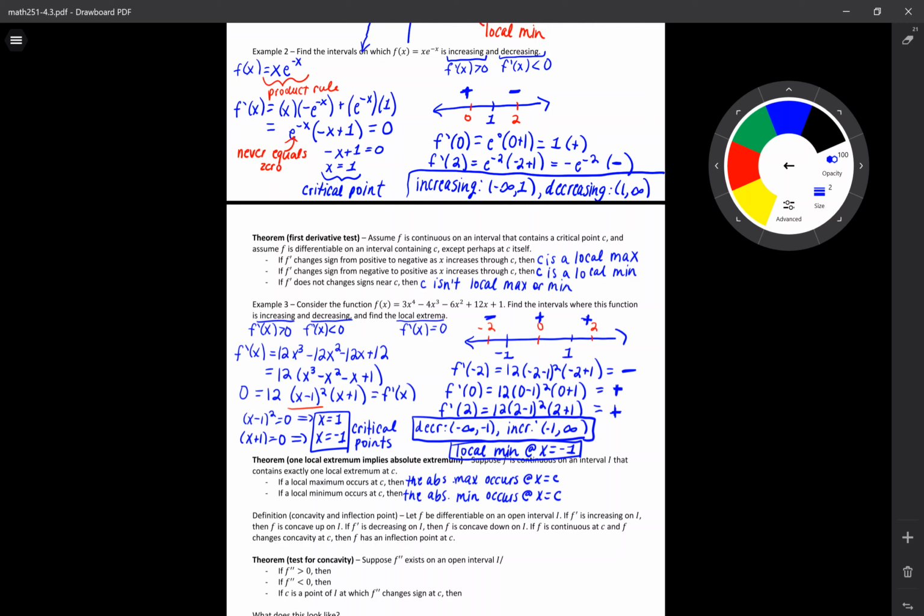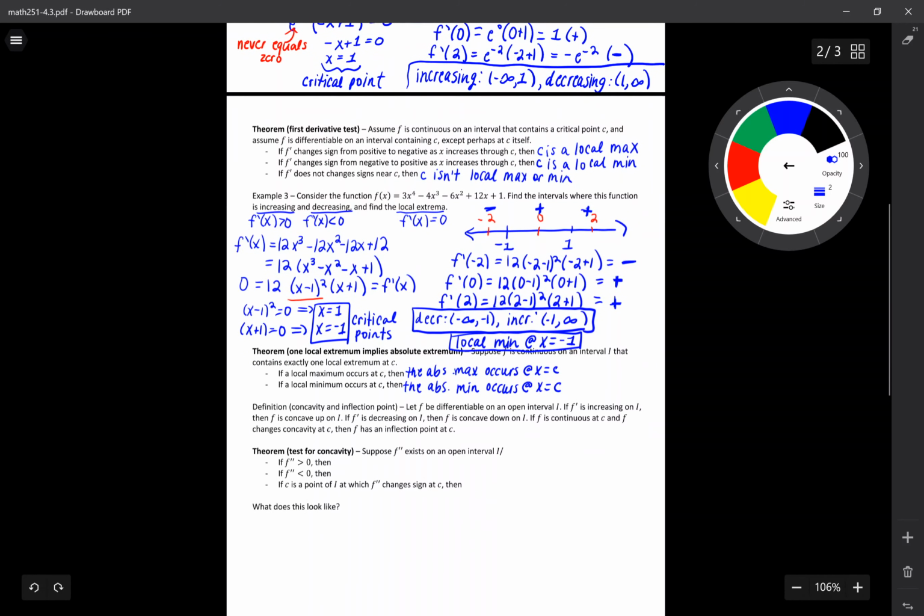Okay, on to what we are calling concavity and inflection points. So more definitions here. Okay, let f be differentiable on an open interval I. If f prime is increasing on I, then we say that f is concave up on I. I'll draw some pictures here in a second. If f prime is decreasing on I, then f is concave down on I. If f is continuous at C and f changes concavity at C, then we say that f has an inflection point at C.